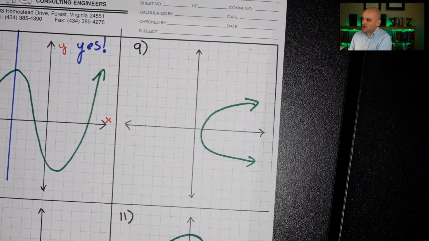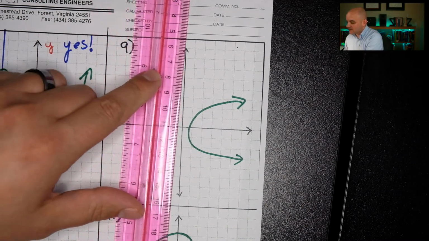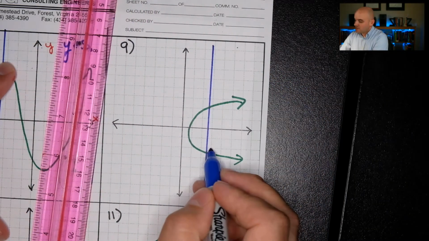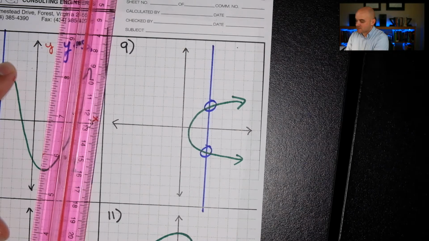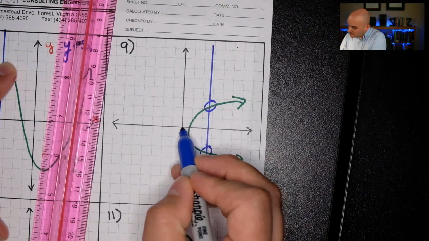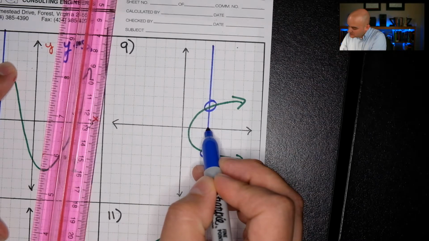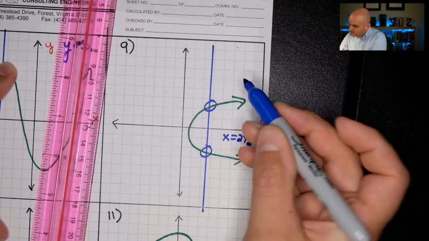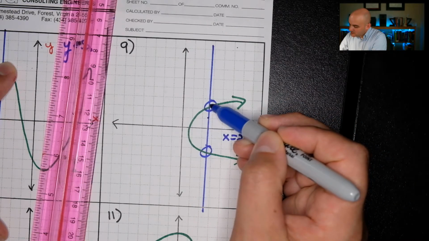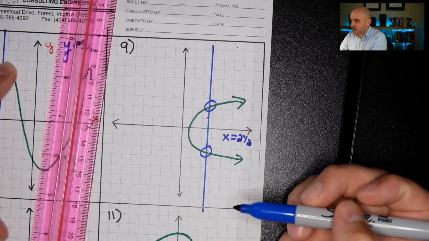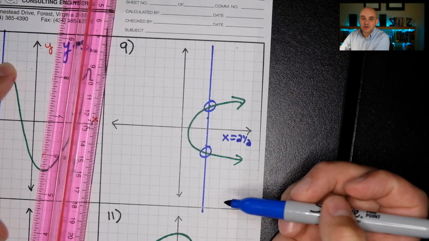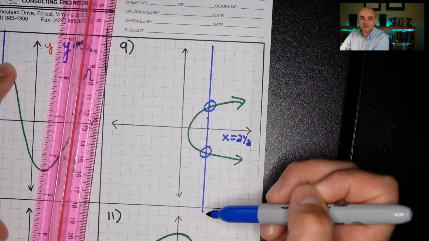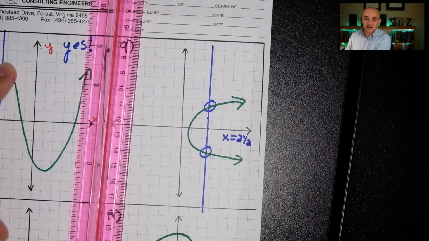Now look at number 9. Number 9 is an example of when we don't have a function, because if I draw a vertical line right here, notice it intersects the graph in 2 spots. So we can say that when x equals, well, this is more like 2.5, the y value could be 2.5 or it could be -2.5. So in this case, we do not have a function because we're inputting 2.5 and the y output is 2 different values. Or you could just say it does not pass the vertical line test.